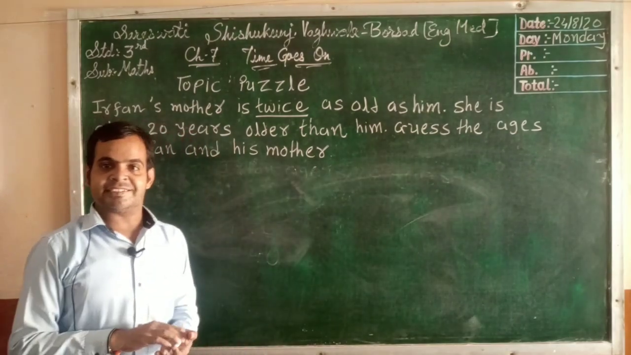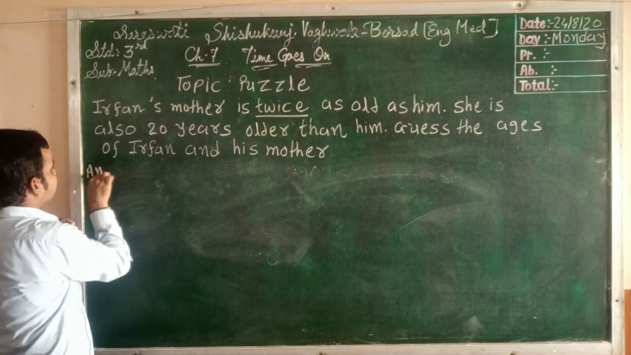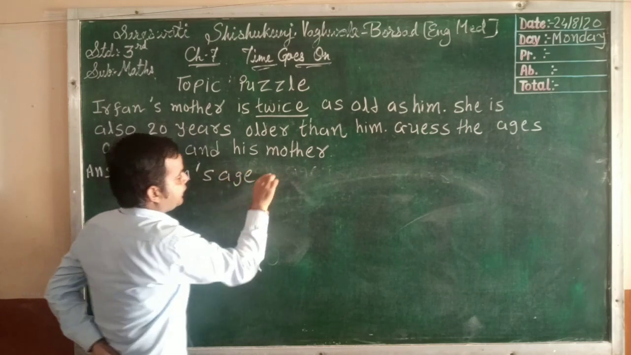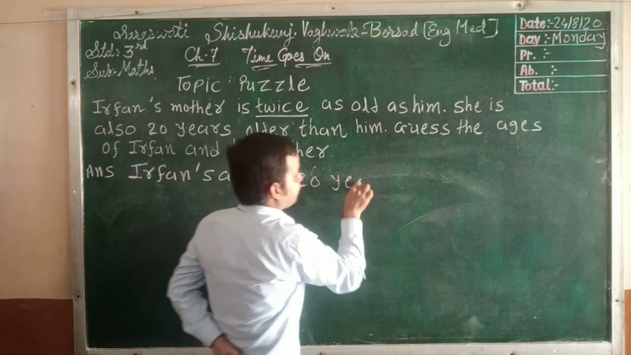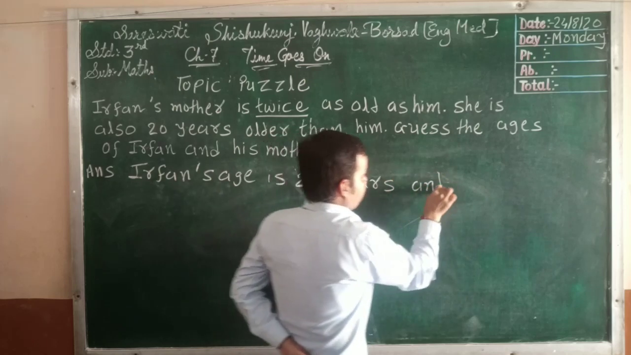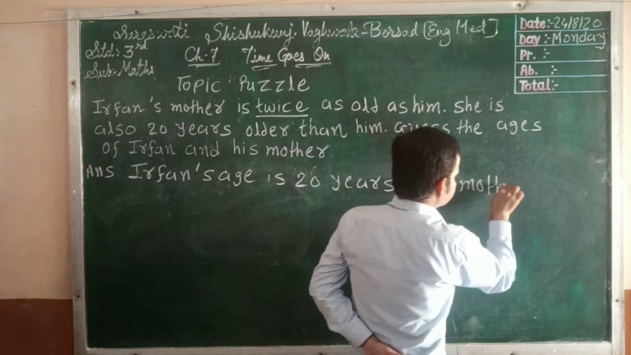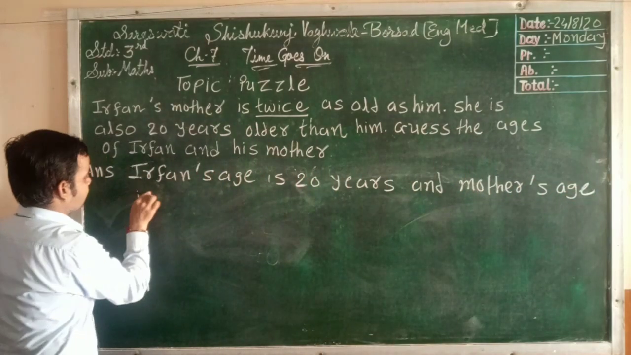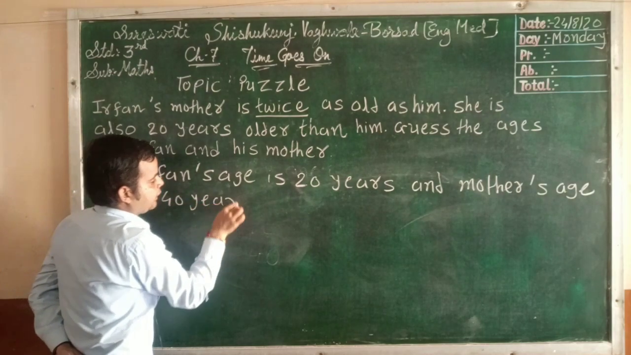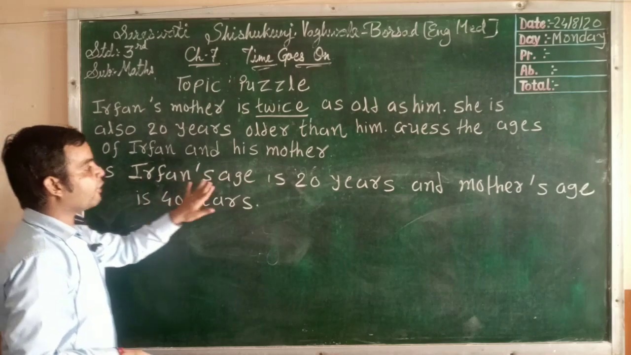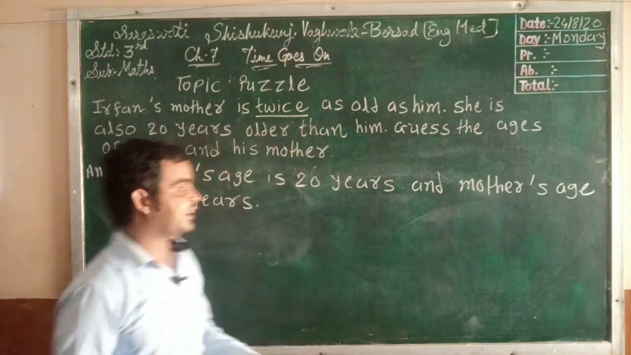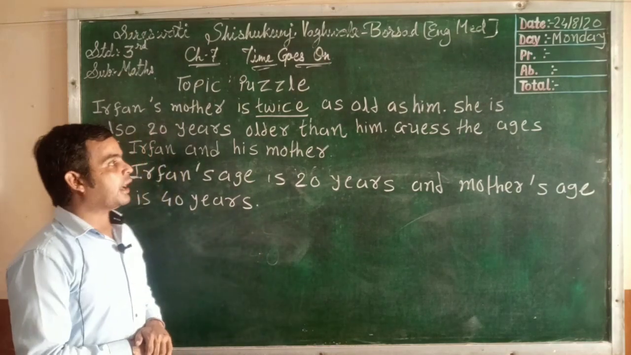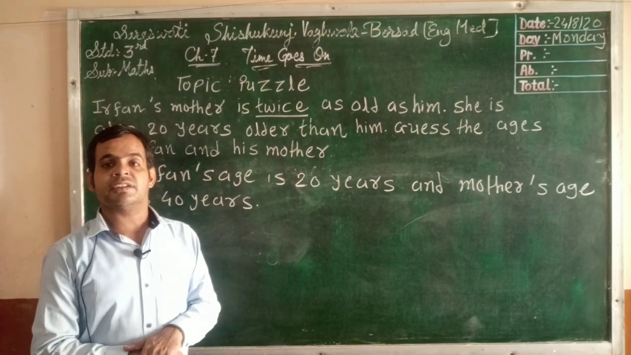So can we write our answer? So here I will write the answer. Irfan's age is 20 years and mother's age is 40 years. Okay, again I will read. Irfan's age is 20 years and mother's age is 40 years. So you understood about this puzzle. Okay, so I hope you understand all topics, right? Thank you.